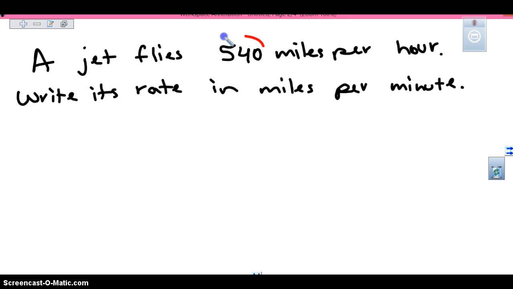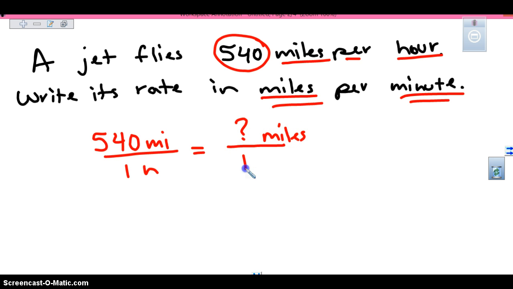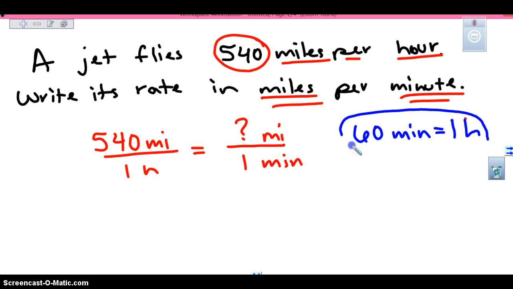A jet flies 540 miles per hour. Write its rate in miles per minute. So we want to change 540 miles per hour to how many miles in 1 minute. Okay, so let's start by, what do we need to change? We need to change hours to minutes. We know there are 60 minutes in 1 hour. This right here is our conversion factor.